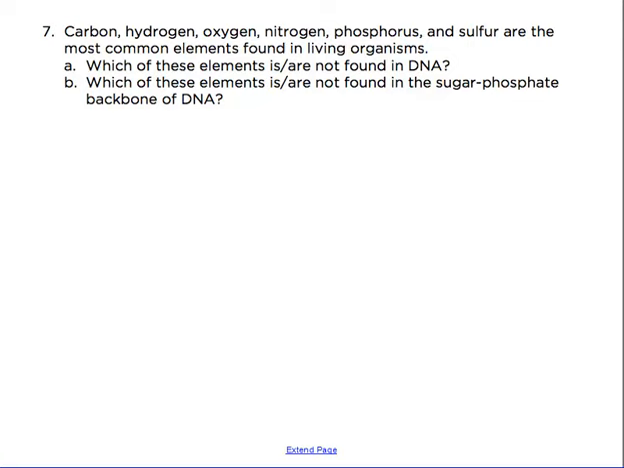Problem 7. Carbon, hydrogen, oxygen, nitrogen, phosphorus, and sulfur are the most common elements found in living organisms. Which of these elements are not found in DNA, and which of these elements are not found in the sugar-phosphate backbone of DNA? So what is DNA? DNA includes a sugar. It's a 5-carbon sugar, which is called deoxyribose.